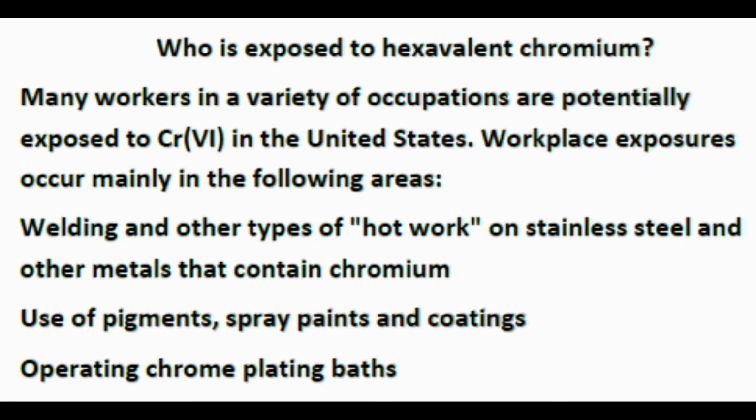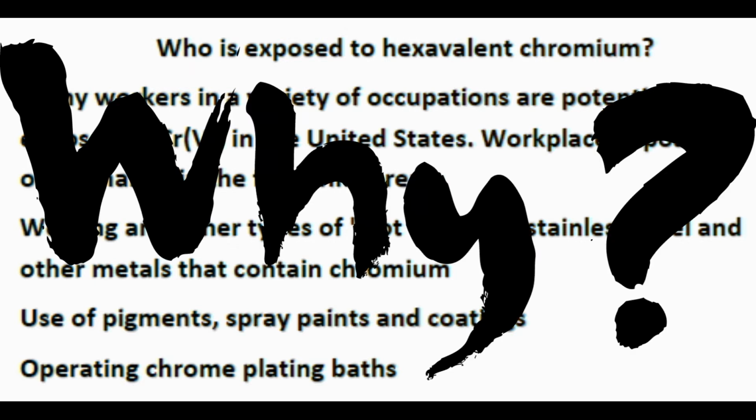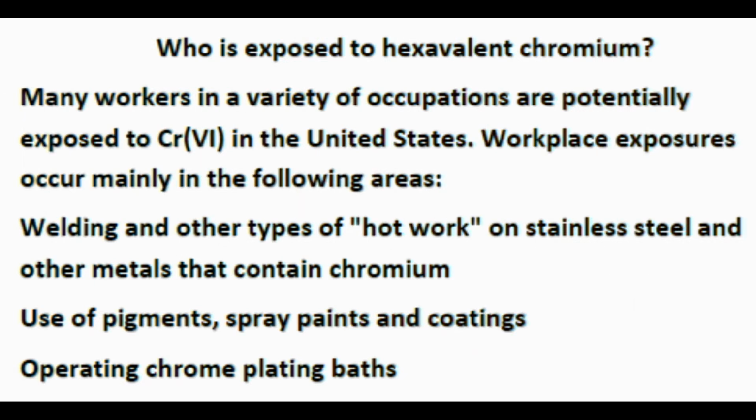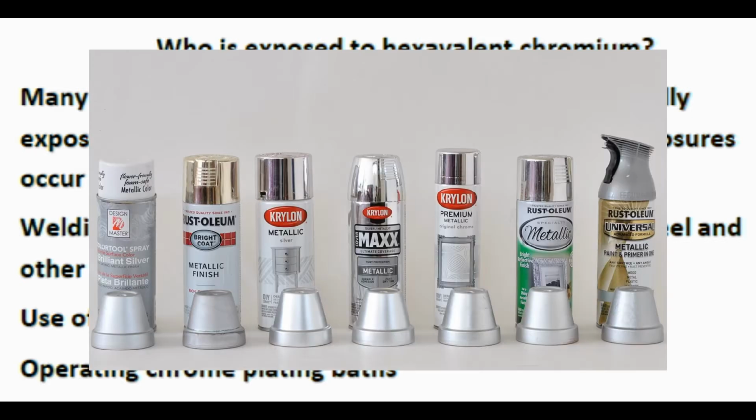So who is exposed to hexavalent chromium? Pretty much, why are we talking about it? Many workers in a variety of occupations are potentially exposed to hexavalent chromium in the United States. Workplace exposures occur mainly in the following areas: welding and other types of hot work on stainless steel and other metals that contain chromium, use of pigments, spray paints, and coatings, and operating chrome plating baths. For this specific training, it is mainly spray paints.